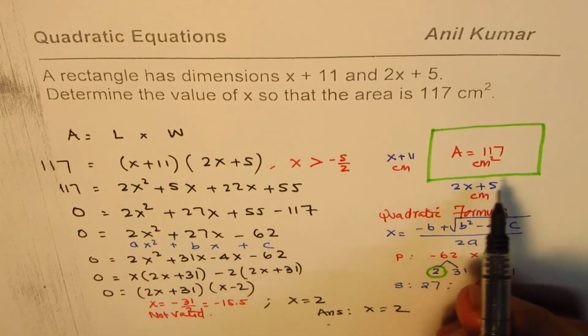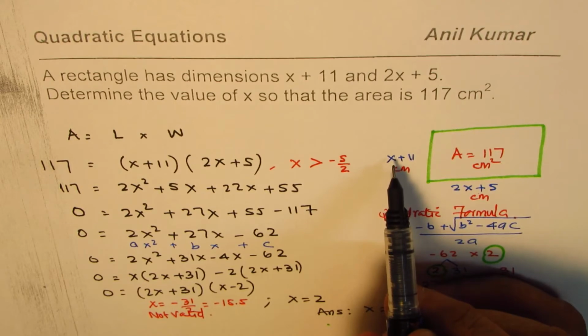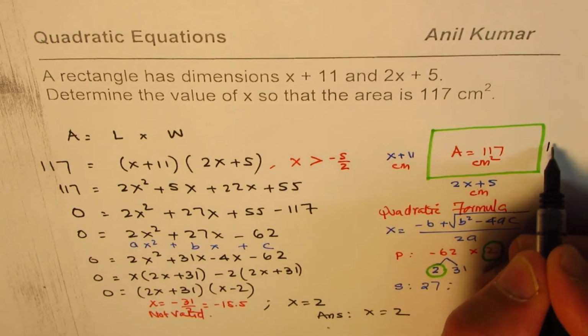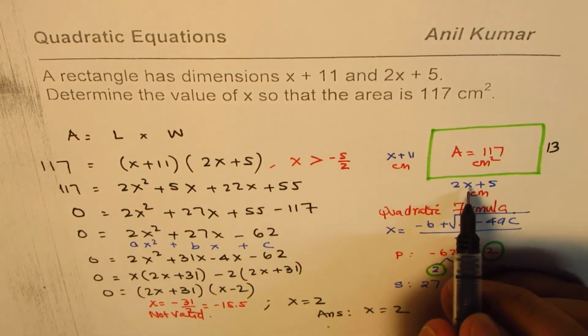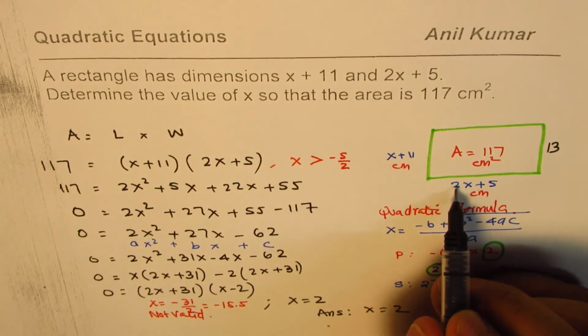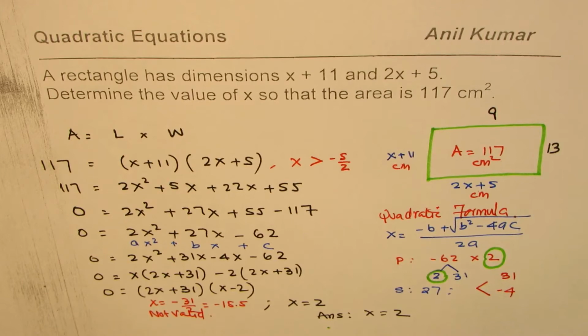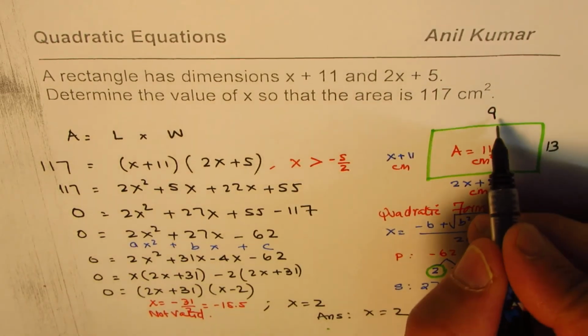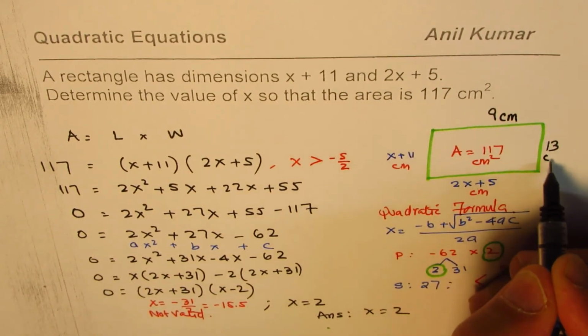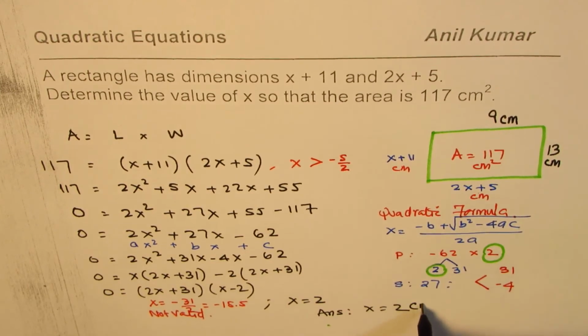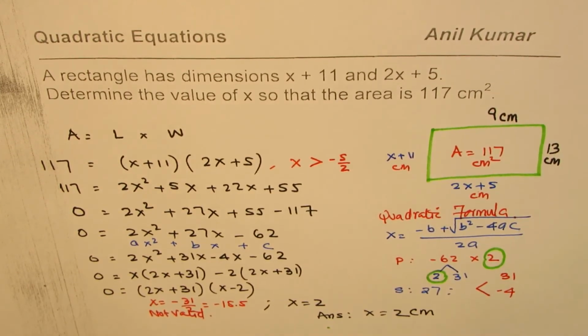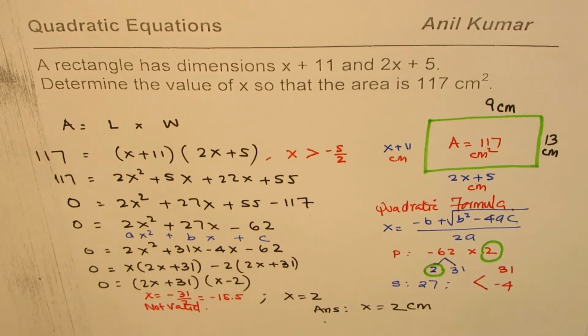You could find the dimensions. If I substitute 2 here, 2 plus 11 is 13, right? And if I substitute 2 here, 2 times 2 is 4, plus 5 is 9. So 9 times 13 will give you 117. And to get centimeters square, the unit should be centimeters. So x is 2 centimeters. And that is how you would actually solve this question.